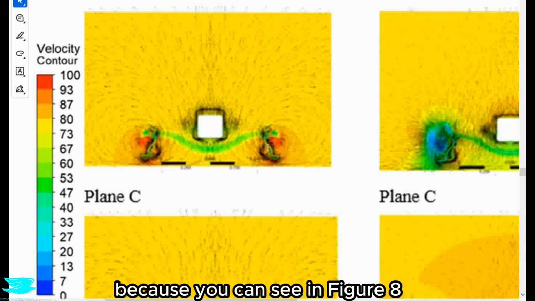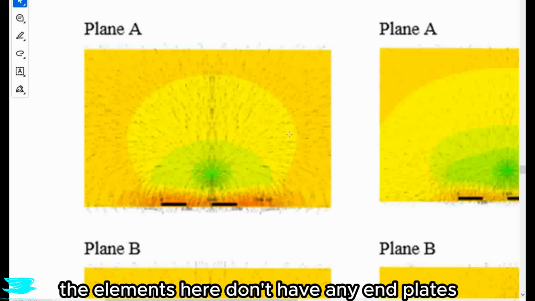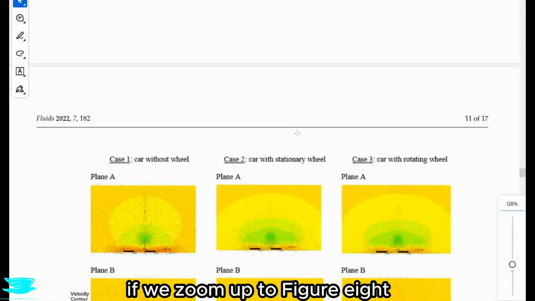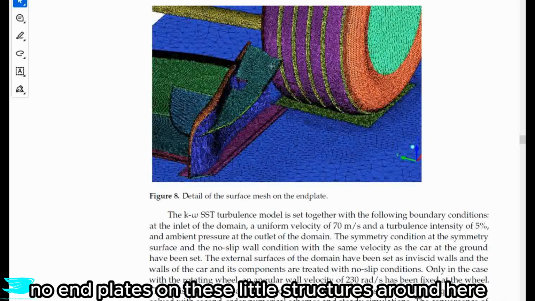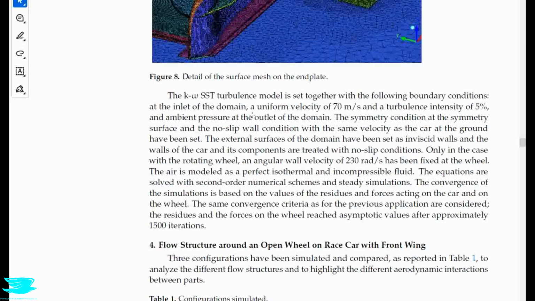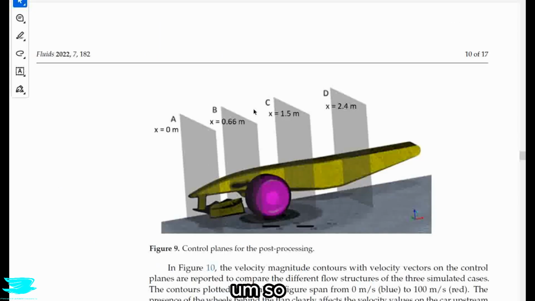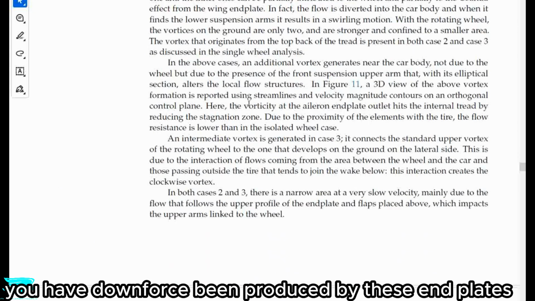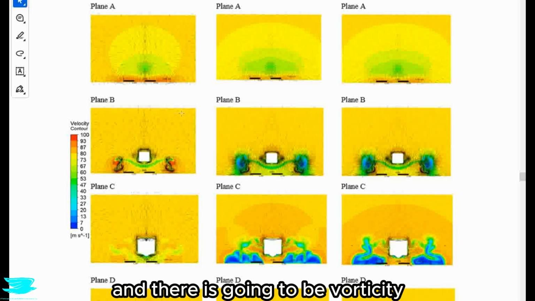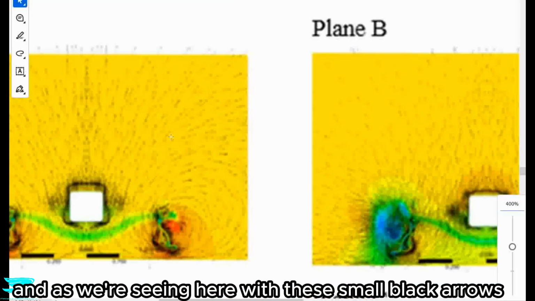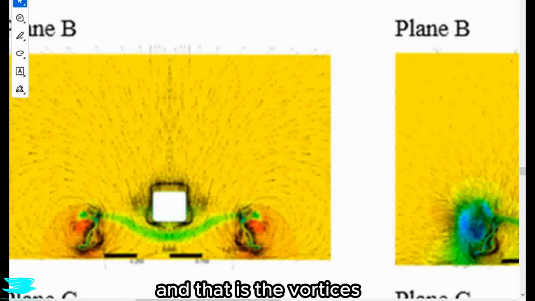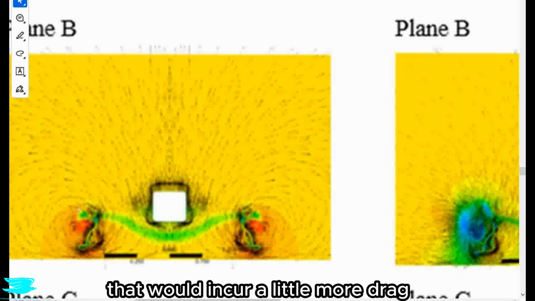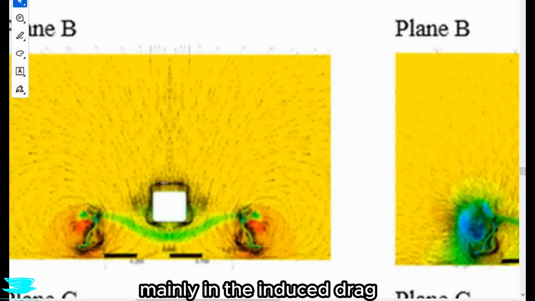And that is to be expected because you can see in figure 8, the elements here don't have any end plates. If we zoom up to figure 8, there we go. So no end plates on these little structures around here. So you have downforce being produced by these elements, and there is going to be vorticity and vortices associated with that. And that's what we're seeing here with these small black arrows. They're rotating around in these circles, and that is the vortices. That will incur a little more drag, mainly in the induced drag.